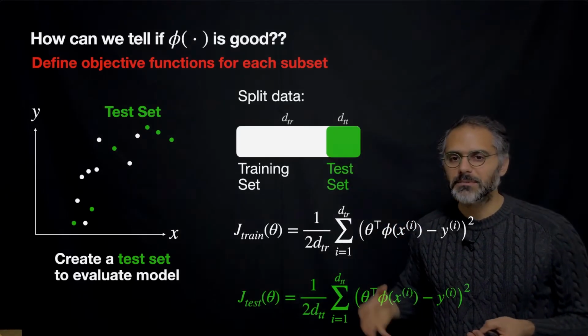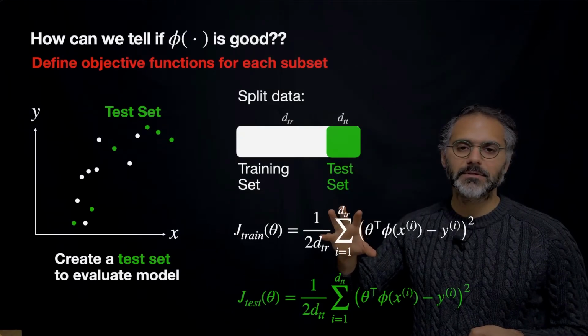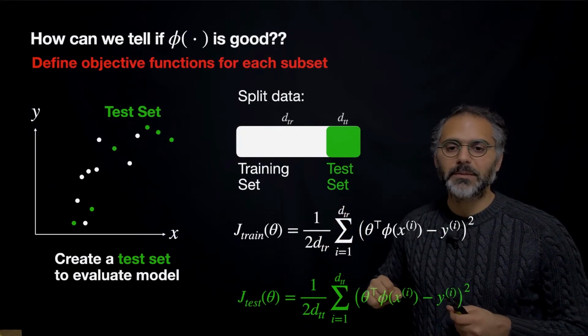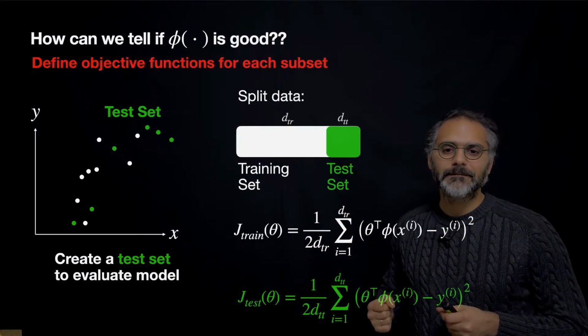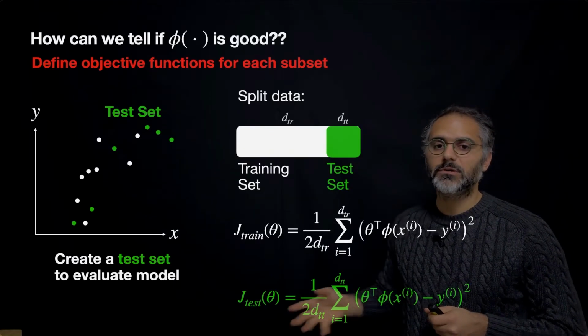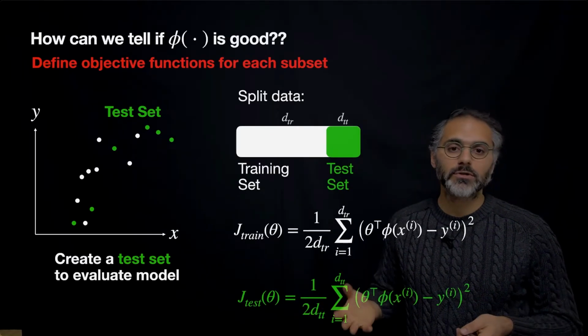Well, the way you use them is you train on the training set. Then you use that to make predictions, and then you want to make sure that these predictions are consistent with the test set. If that doesn't work, you go back and you fix phi.